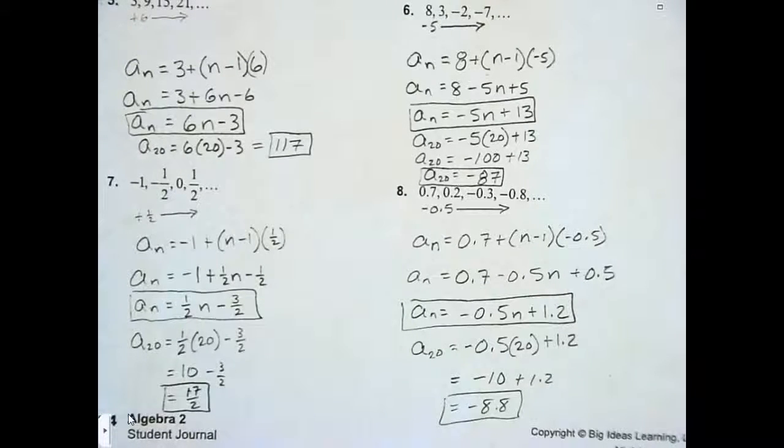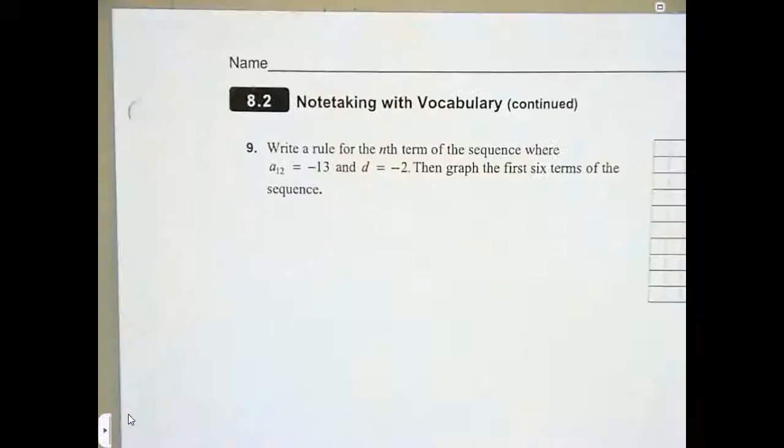Okay, so what were the two things we needed to write the equation? D and a sub 1. Okay, that is going to be a common theme as we move to the more difficult stuff now. Okay, any questions there? All right, next page.